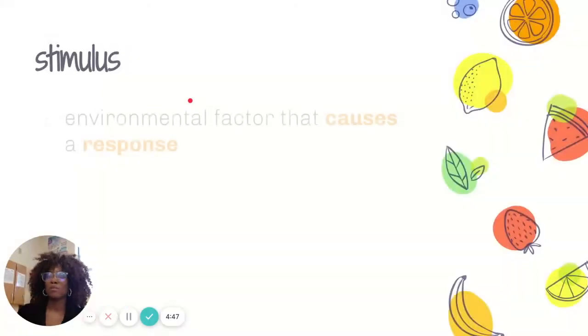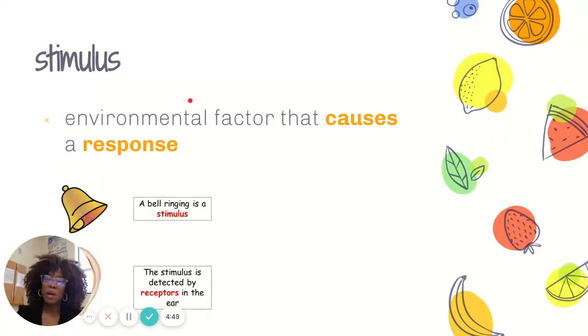So first, what is a plant response? If we can talk about what a response is, we have to talk about what a stimulus is. A stimulus is an environmental factor that causes some sort of response. A bell ringing is a stimulus, right? That's something happening in the environment that's going to cause a response. Maybe if the bell rings while you're in class, you're going to get up and go to your next class. If you're out at a store and a bell starts ringing, it's probably a fire alarm, so you're going to evacuate, right? It's going to cause some sort of response.